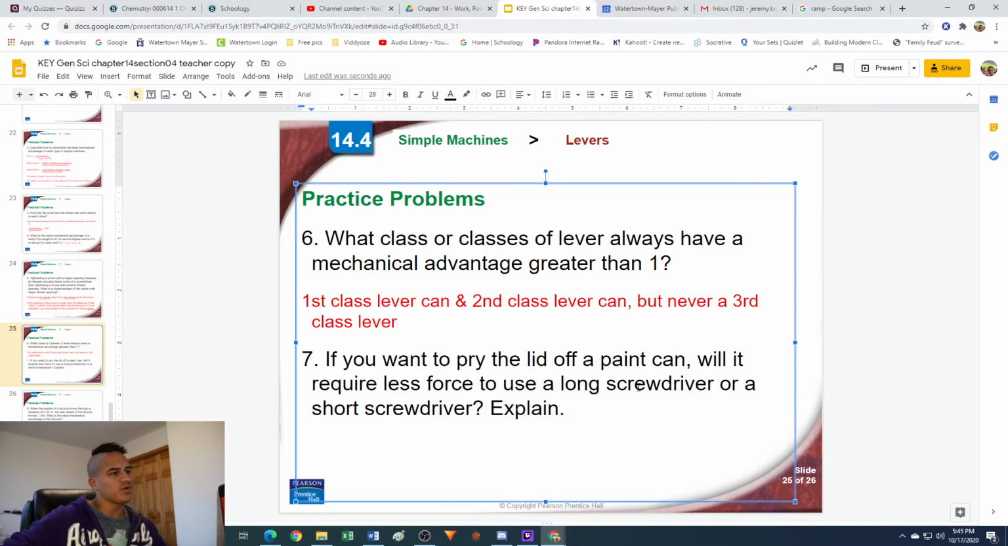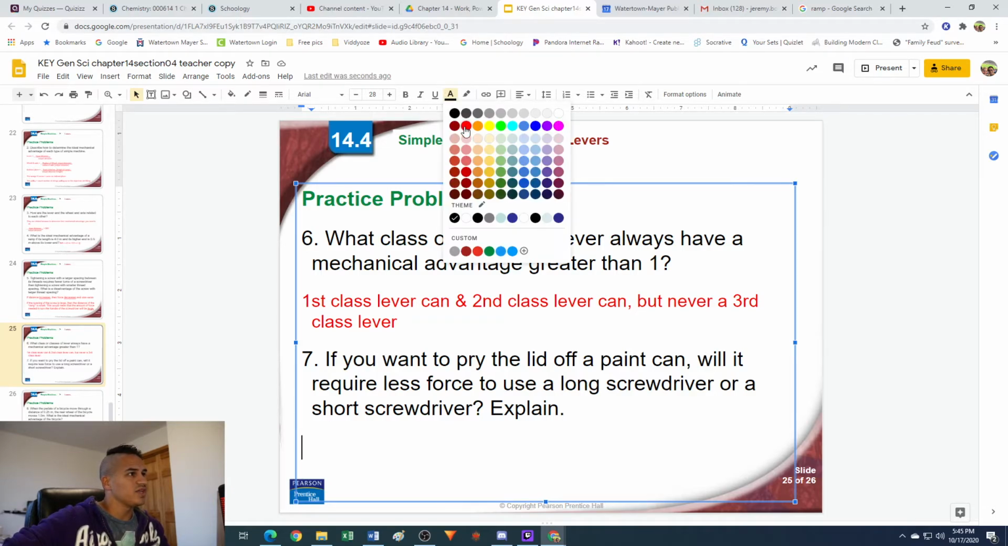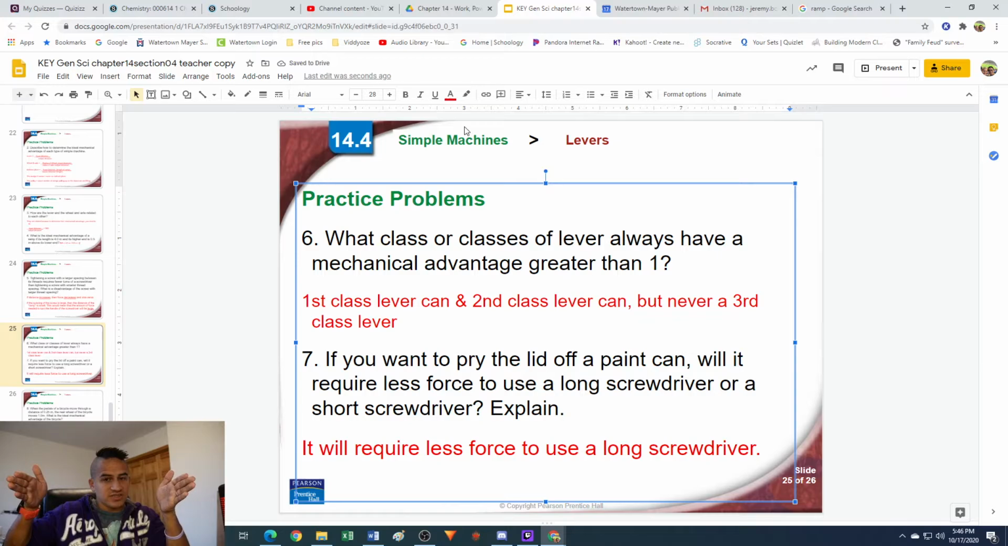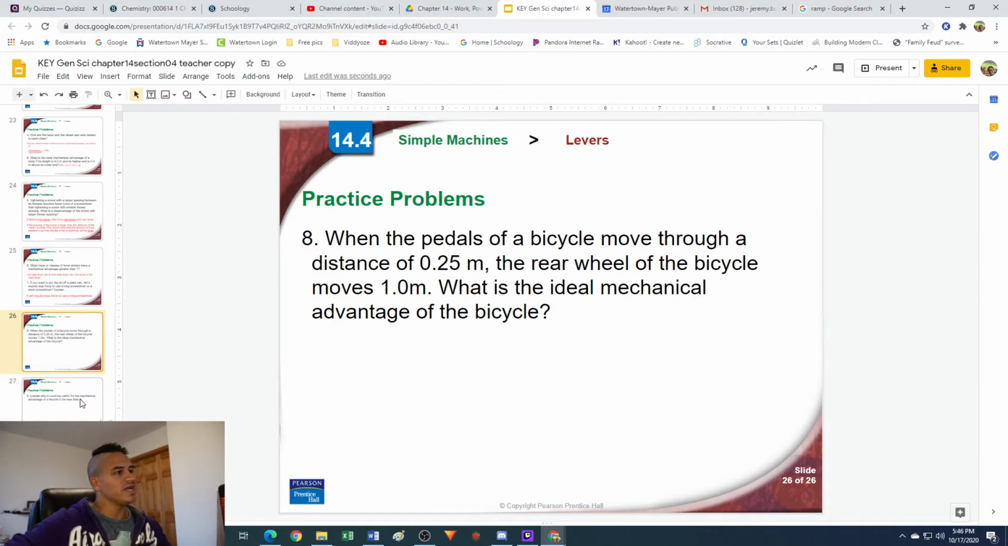So if you want to pry the lid off a paint can, will it require less force to use a long screwdriver or a short screwdriver? It will require less force to use a long screwdriver. Again, large distance, small force, right? So a long screwdriver means we have to use a little amount of force to push on it. All right, last two questions here.